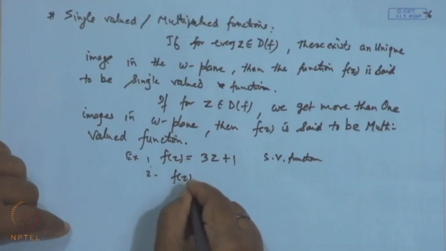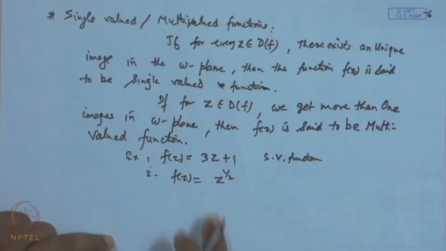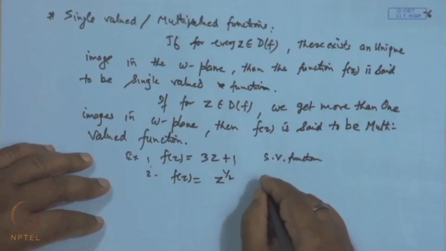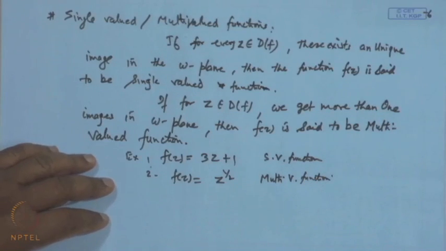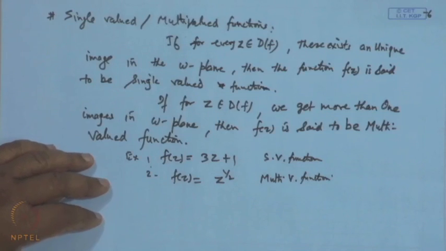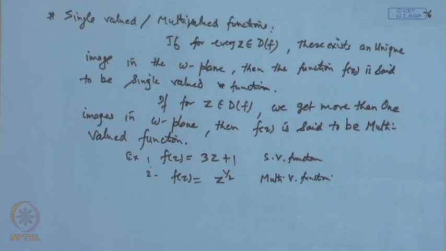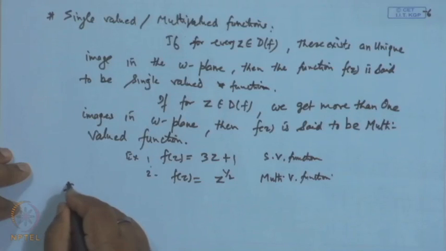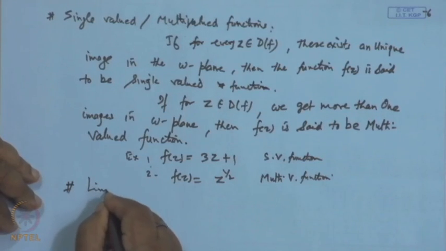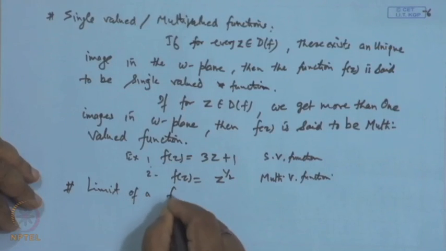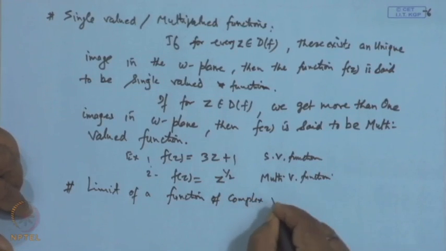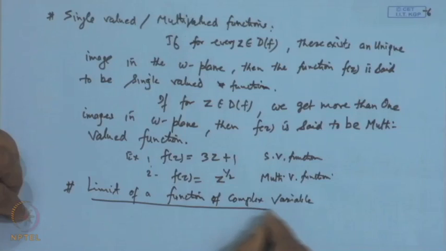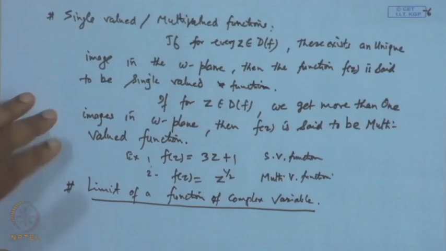However, if we take the function f(z) as z raised to the power half, then for each z we have two images. So, it is a multivalued function. Examples we will see later on, let me finish first. Then we introduce the concept of limits. The limit of a function of complex variables. So, let us see how to define the limit.